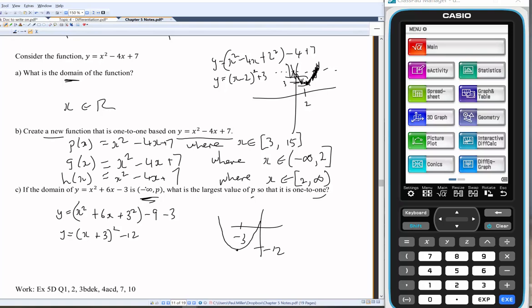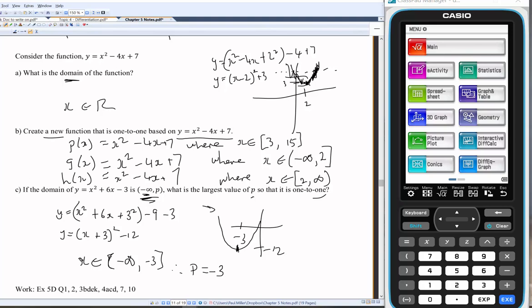And what we want to do is restrict it, so the largest value. It's going to go from negative infinity, so it's coming along in this direction here, negative infinity, all the way up to which value here? Well, it's going to be to the turning point. So it's going to be where x is an element of negative infinity up to negative 3, including that value. Therefore, p is equal to negative 3.